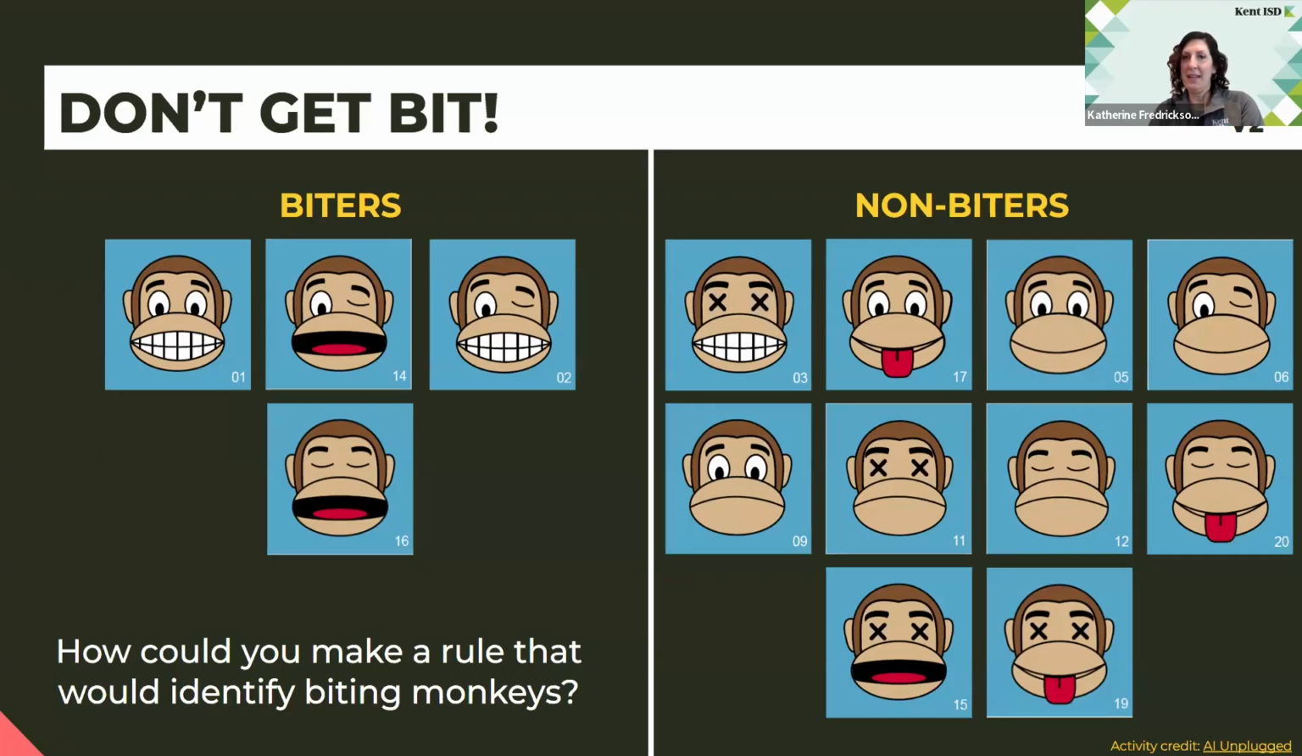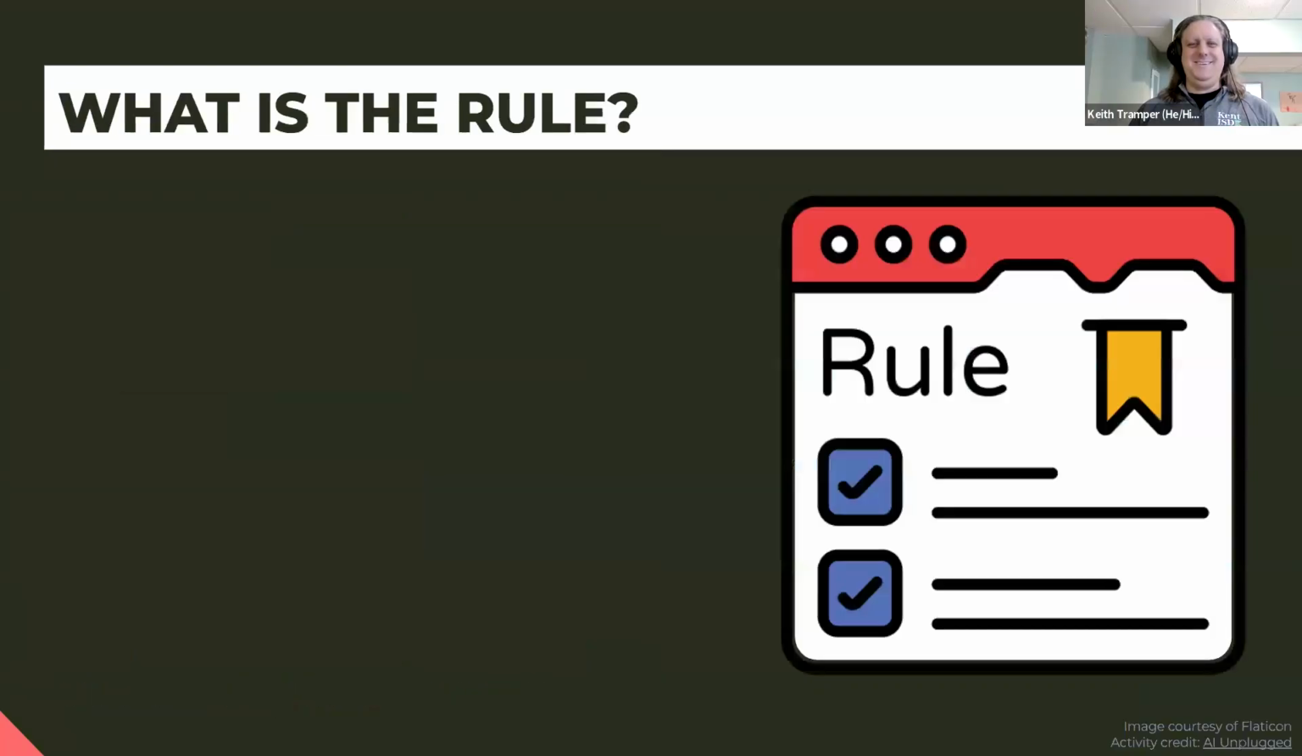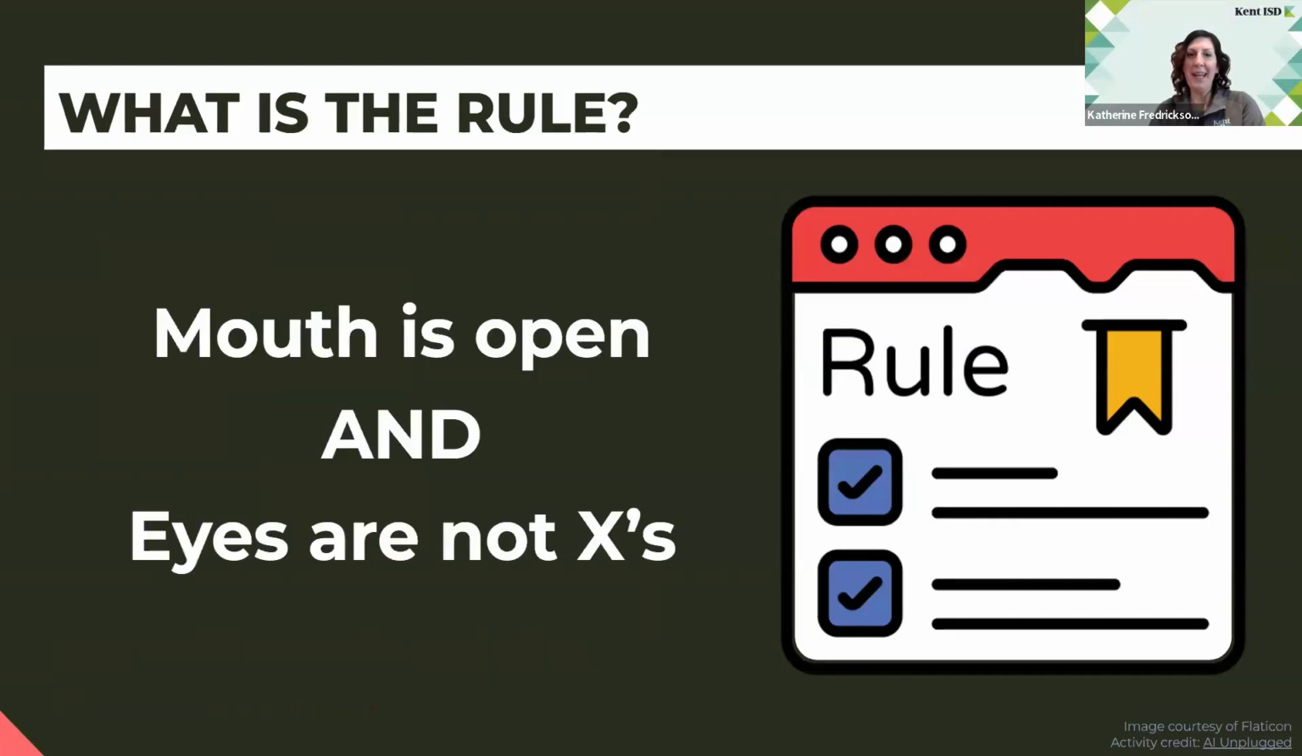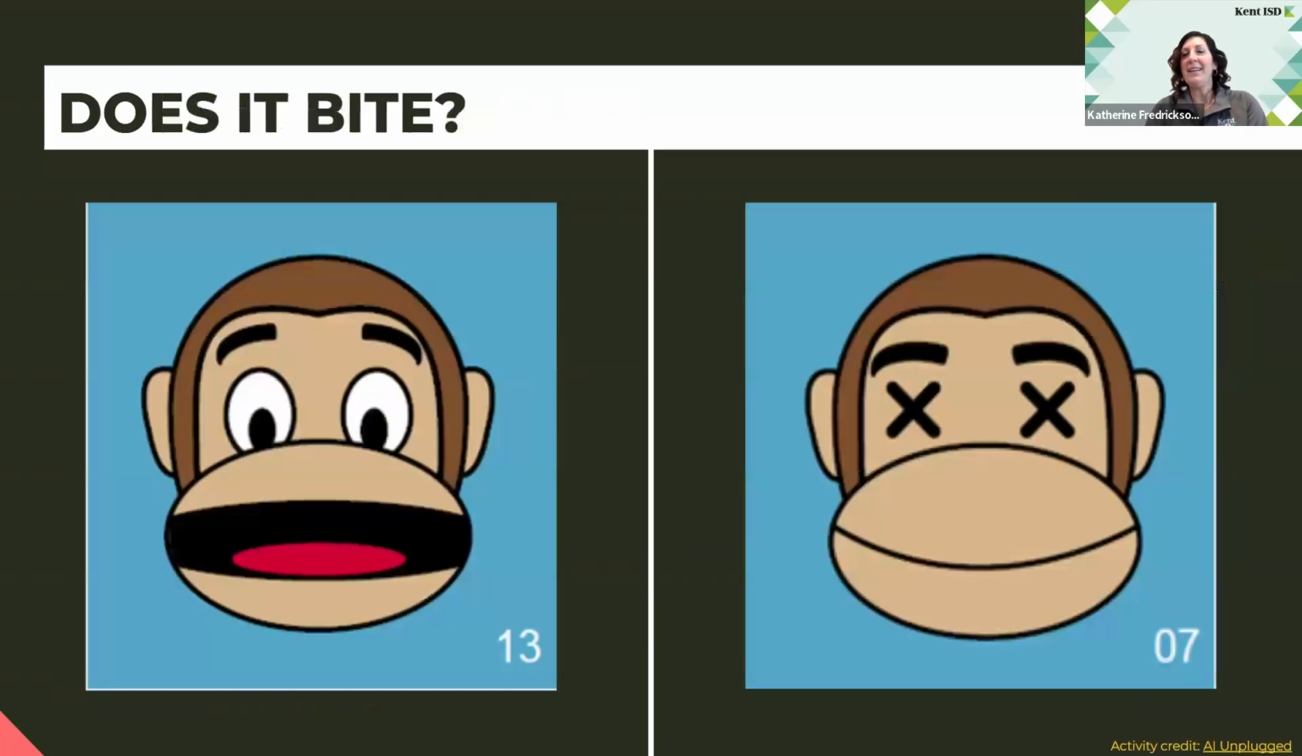Okay. Mouth open, not dead, or X'd eyes. If they show their teeth and have at least one eye open, they bite. All right. Okay. Okay. So what is the rule? Mouth is open and eyes are not X's. So you're on the right track there. All right, so we're going to look at a couple monkeys. I would like for you to tell me which one bites.